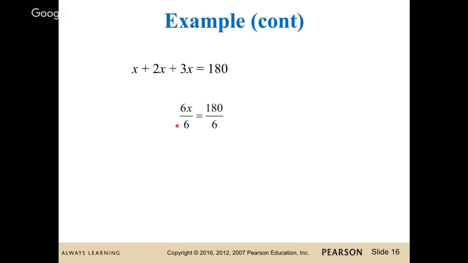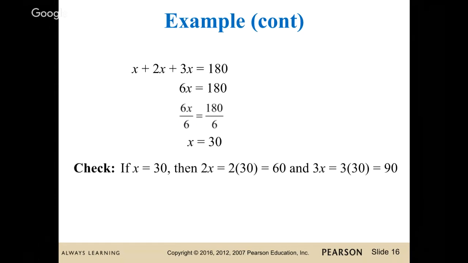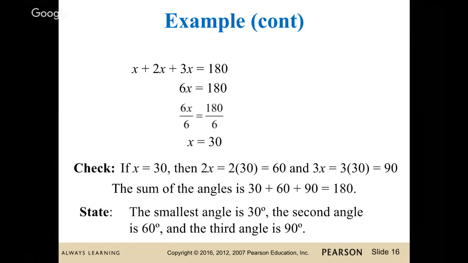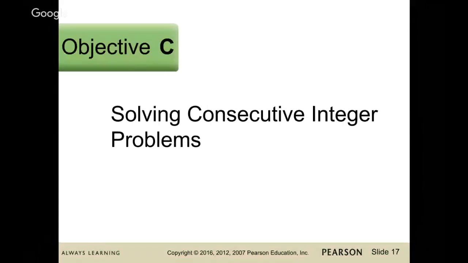You would divide both sides by the 6. That would give you the value for x. So x equals 30, but they want all of the angles. So one of your angles is 30 degrees. Then you're going to multiply that by 2. That would give you your second angle. That would be 60 degrees. And then you multiply that by 3, and that would give you your third angle, which is 90 degrees. So the measures of your angles are 30, 60, and 90 degrees. So make sure you answer the question completely and answer what they're actually looking for.